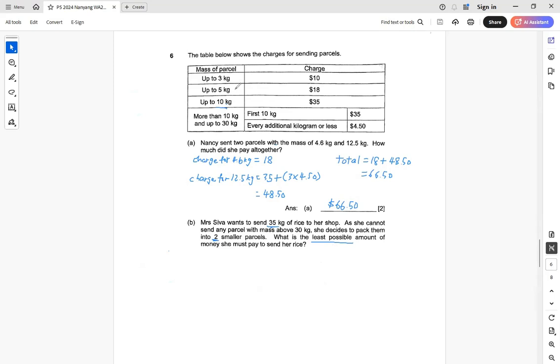Then let's look at the second category, which is this 5 kg. My second parcel will be 35 minus 5, which is 30. So this one is feasible, and I will start calculating for option 1. In option 1, my parcel 1 is 5 kg. Based on the table, it's $18. My parcel 2 is 30 kg.